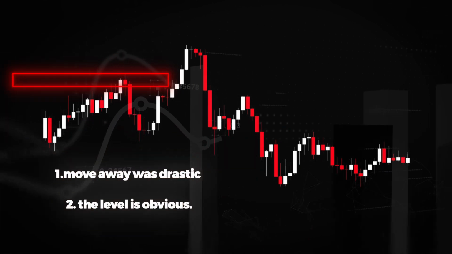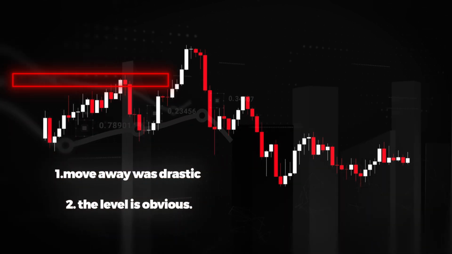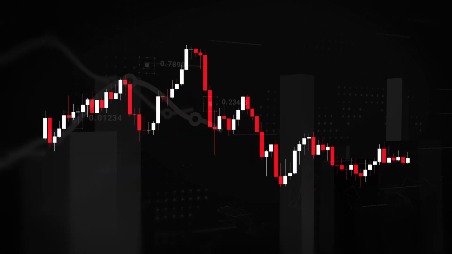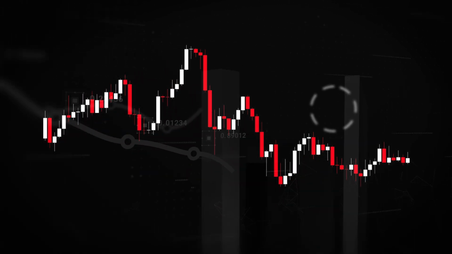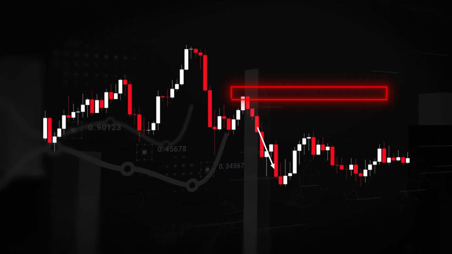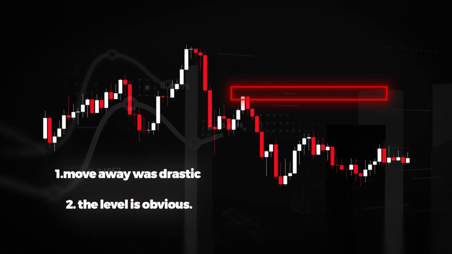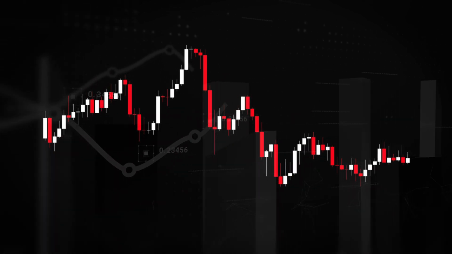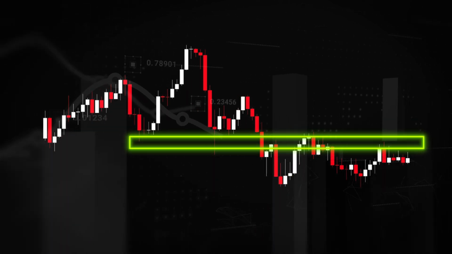The criteria that this level satisfies is that the move away was drastic and the level is obvious. Moving on down to the right, we spot this level here where the price came up, hit, and reversed from, so we draw it in. The criteria that this level satisfies is that the move away was drastic and the level is obvious. Moving on down, we spot this next level here, so we draw it in.